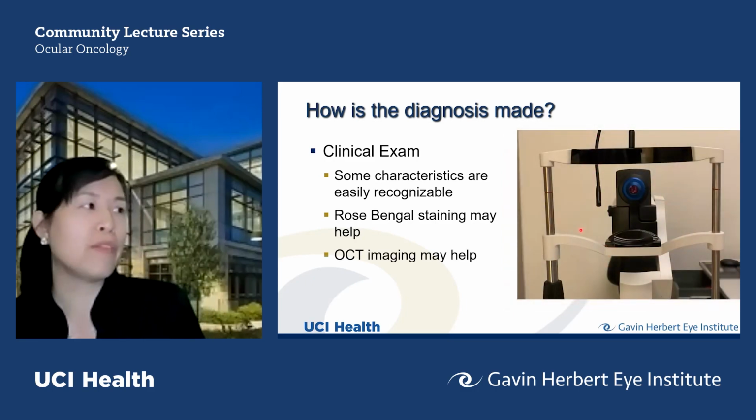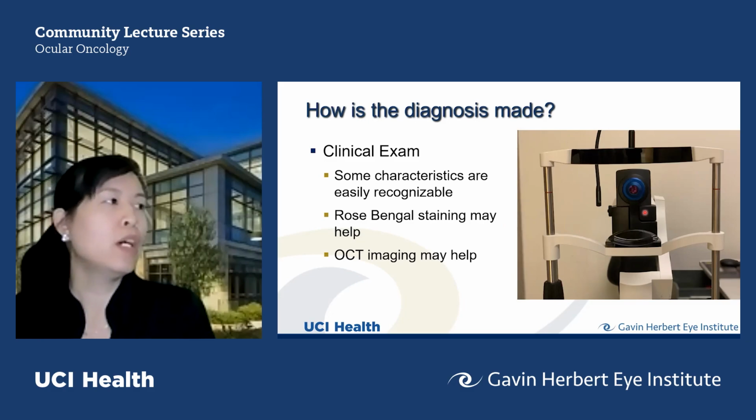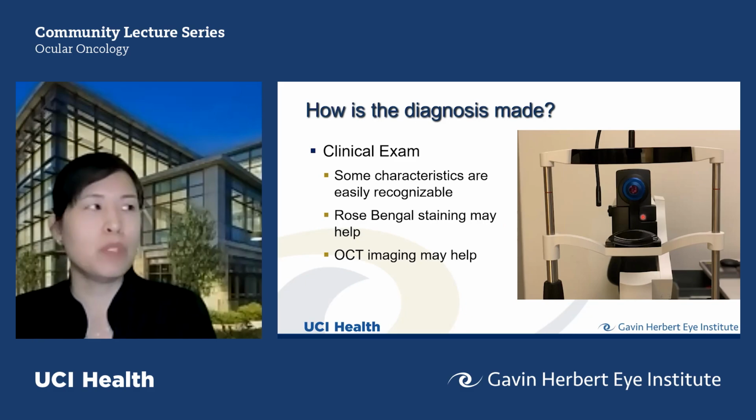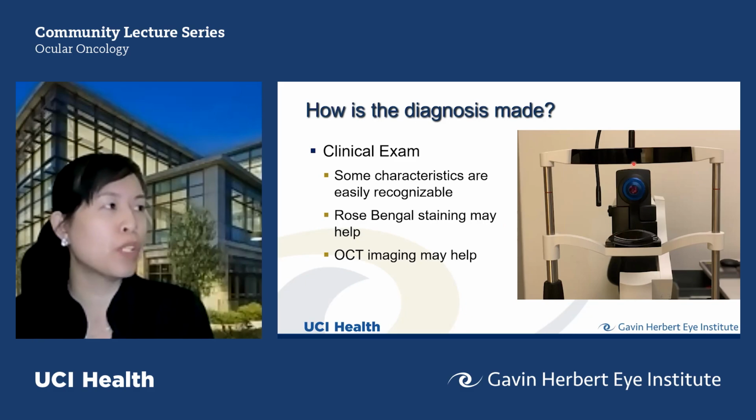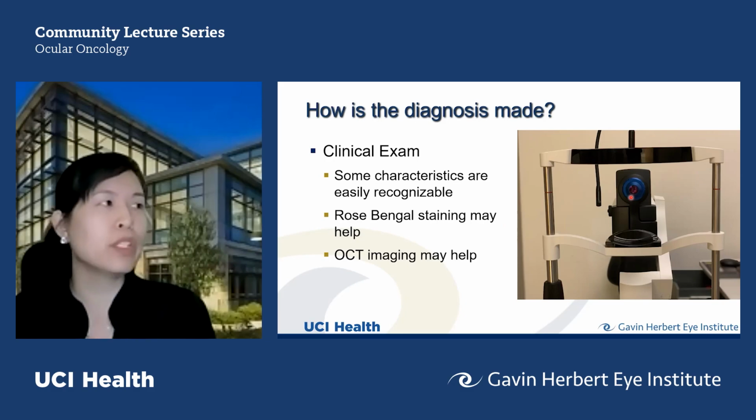Another tool we have in our office is an imaging device called an OCT. So this is a non-invasive imaging device. You just put your chin here, your forehead here. This device does not touch the actual tissue. It doesn't touch your eye. You just look in the direction that we ask you to look, and it takes some cross-sectional photos.